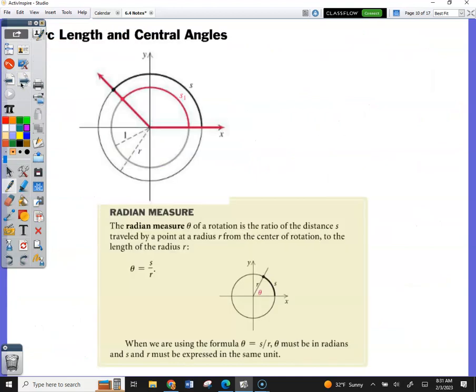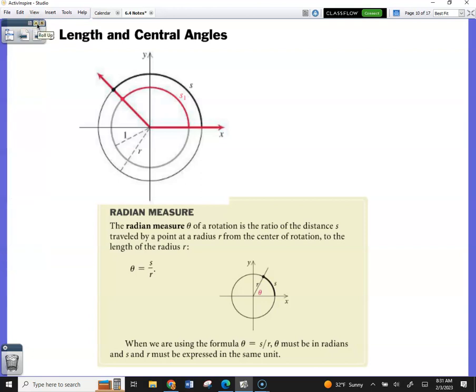This is the slide you need to be on. The title of the slide says Arc Length and Central Angles. Arc length may sound familiar. If you go back to geometry, you actually learned how to find arc length. You found it in terms of the circumference. So the circumference was the distance all the way around.